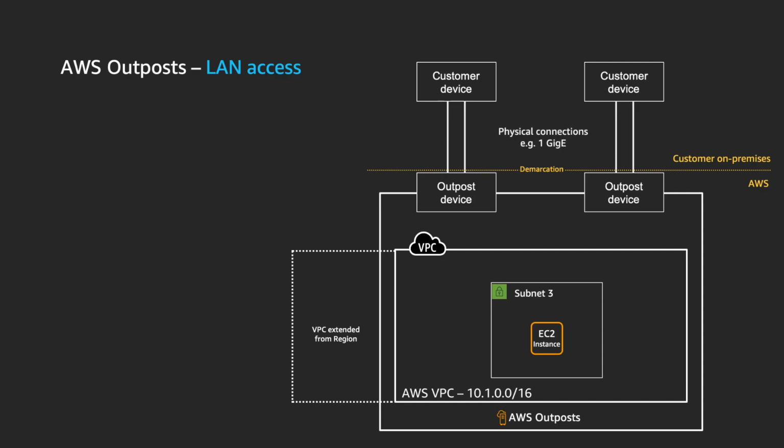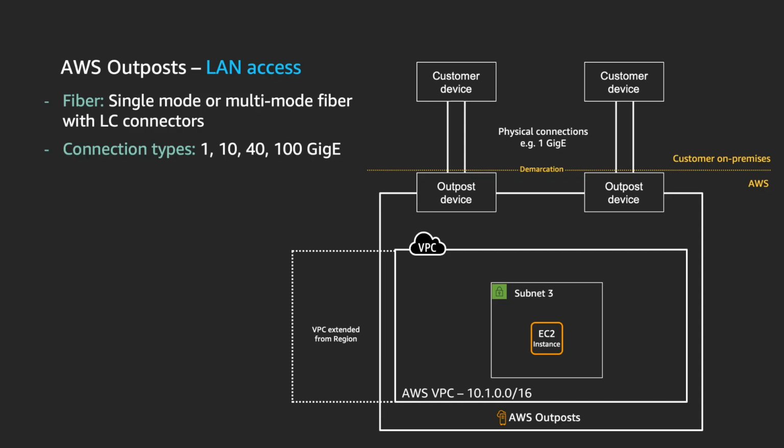So what we'll do here, and in this case, we're going to use a couple of physical fibers, but we need to connect physical connections from your customer networking devices to our Outpost networking devices. So we support single mode or multi-mode fiber with LC connectors. We also support connection types of 1, 10, 40, or 100 gig. And we do ask for a minimum of 2 connections. So in this case, we're actually showing 4 connections, but we do ask for a minimum of 2 connections or 1 connection per Outpost device.